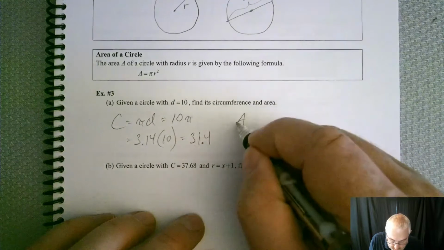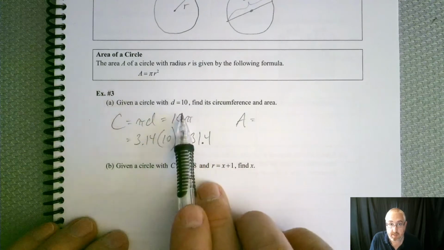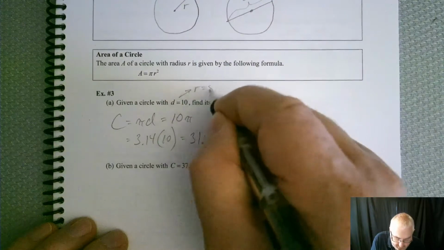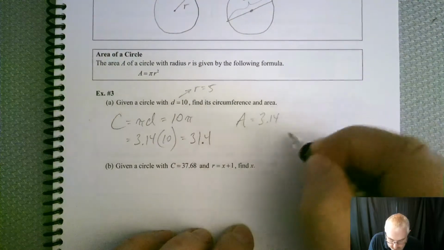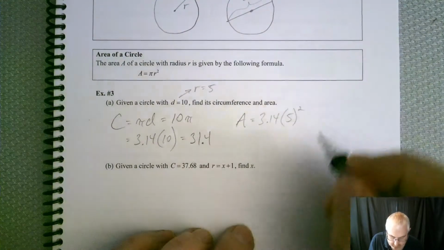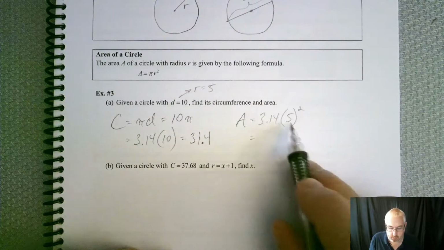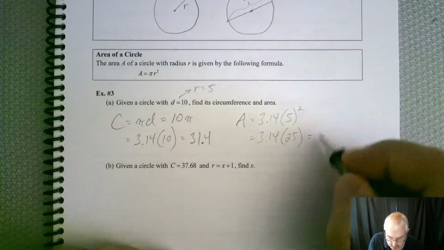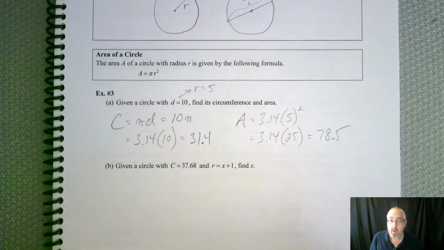And now for the area, well, what do we do? The formula is pi r squared, and they're giving us the diameter. Well, if we know the diameter is 10, then the radius better be half of that. So the radius is going to have to be 5. So we got pi, which is 3.14, times r to the second power. Now be careful. Don't multiply first. Order of operation rules, so that means exponents go first. So 3.14 times 25, which is 78.5. So there's your answers. Not much to it.